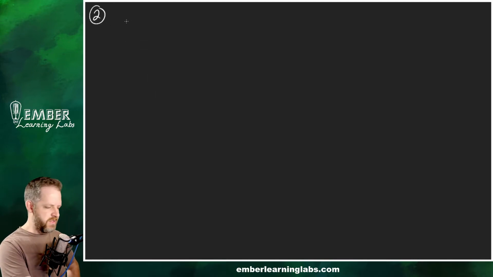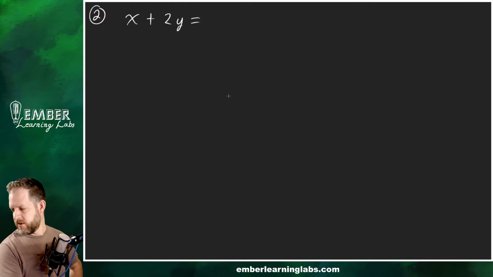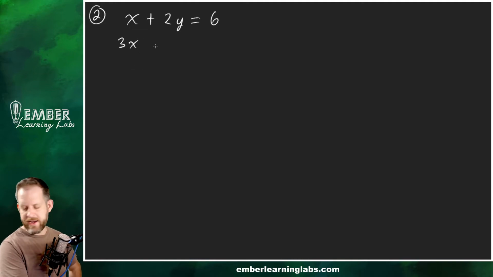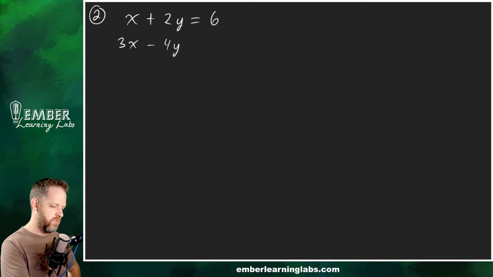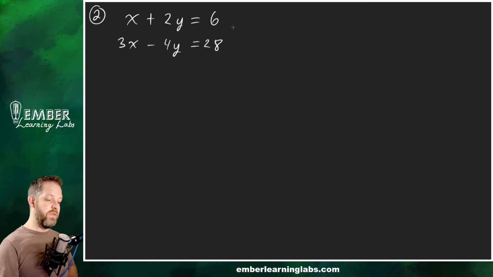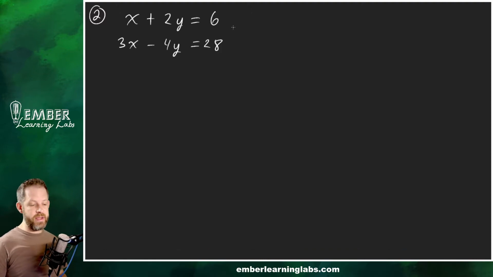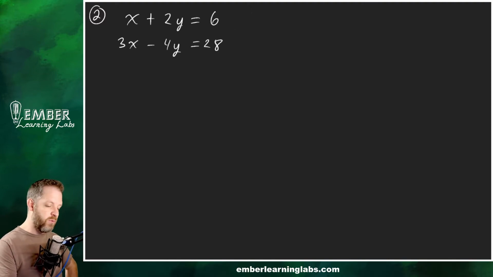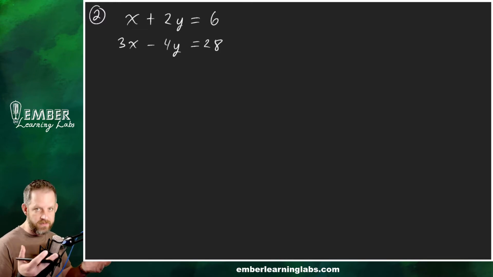Example 2 is x plus 2y equals 6, and 3x minus 4y equals 28. So this time, remember I said the first step is to solve one of the equations for one of the variables. Well, neither one of them is solved for a variable yet. So you've got to solve one of them for one of the variables, either x or y, or if we're using different variables, one of those, right?